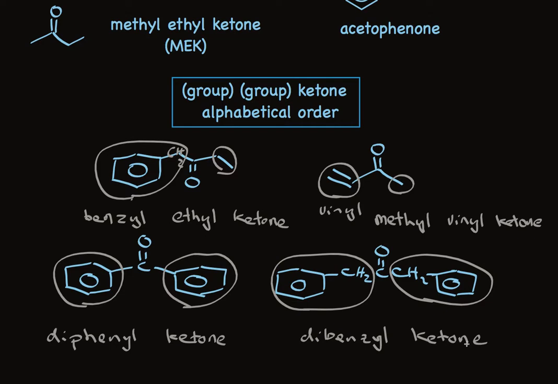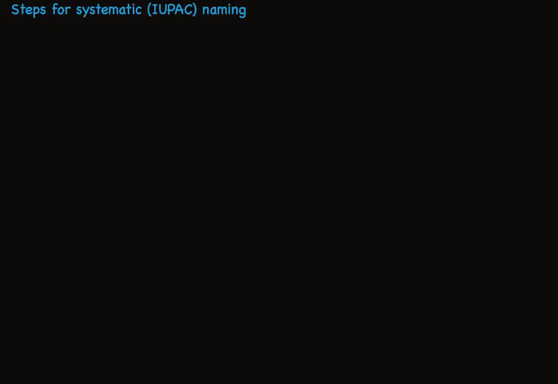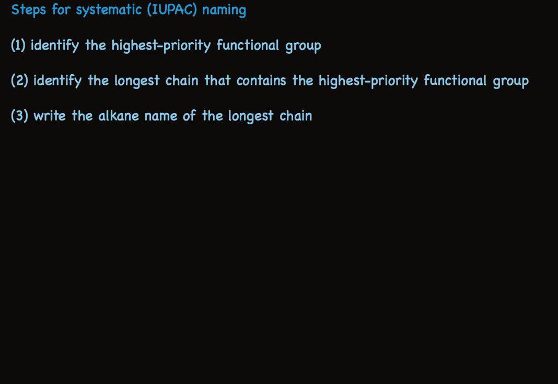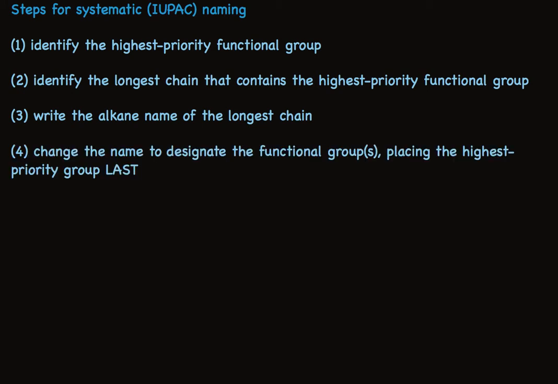Let's take a look at the systematic names using the IUPAC rules. There are 8 steps we should follow in this order. Let's take a quick review. First thing we do is identify the highest priority functional group in the molecule, and then we'll find the longest chain that contains that highest priority functional group. After that, we'll write the name that tells us the length of the chain using an alkane name, and then change the ending of the name to designate the functional group that we have as the highest priority. We'll replace the E of the alkane with some name like ONE for ketones.